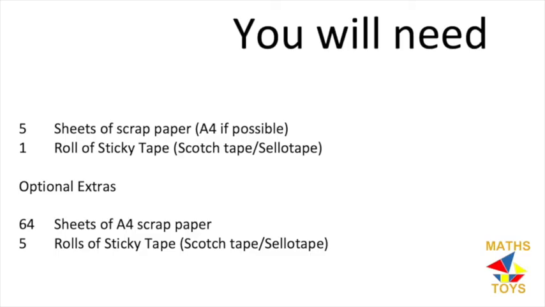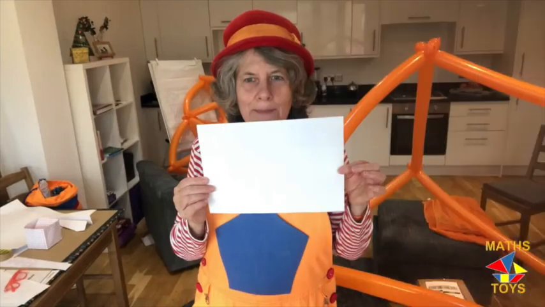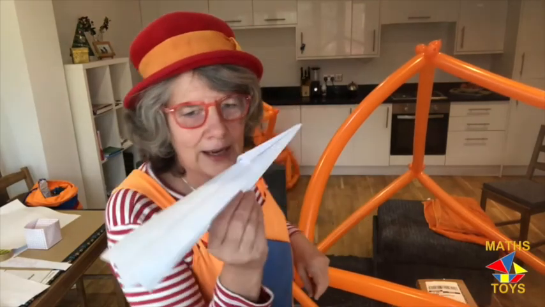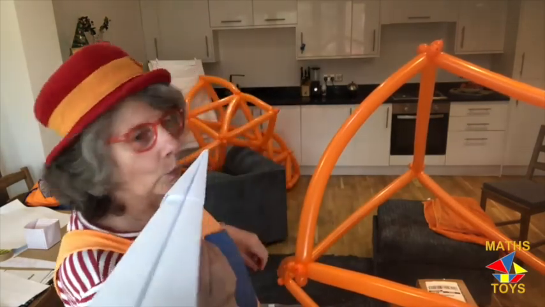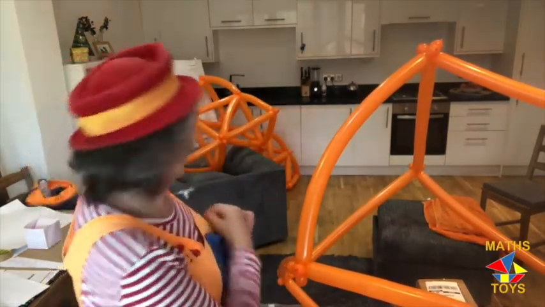If you want to make the really big one, you're going to need 64 additional sheets of A4 scrap paper and 2 long rolls of sticky tape, 5 if they're small. Get a sheet of scrap A4 paper and make a paper airplane. And I'm going to shoot mine and see how far it can go. Woo! Hey, that's not bad.